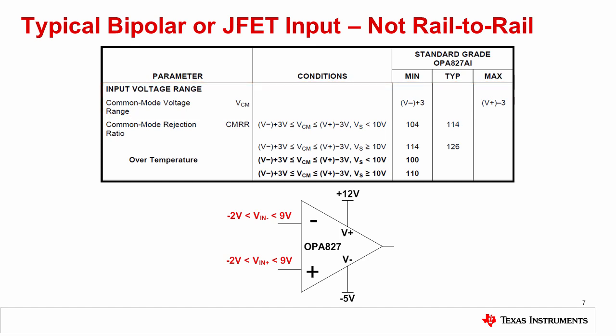The example circuit at the bottom of the slide shows the input common mode range with asymmetrical supplies of plus 12 volts and minus 5 volts. In this example, the amplifier would not respond linearly if the input signal was below minus 2 volts or above 9 volts.